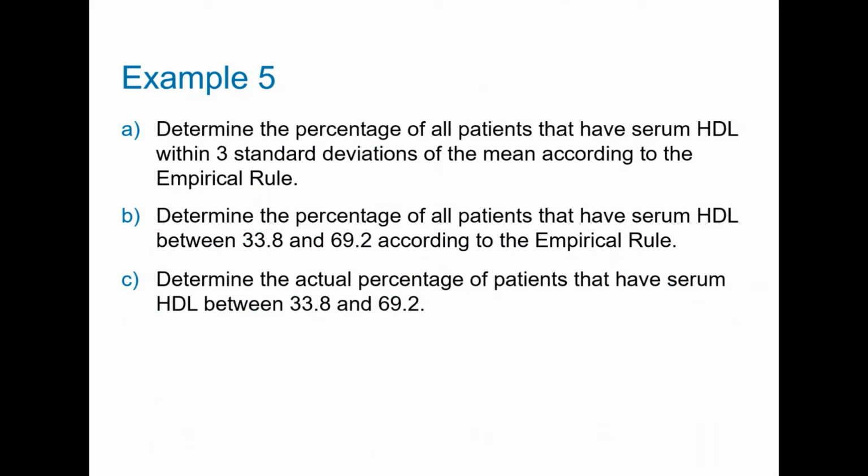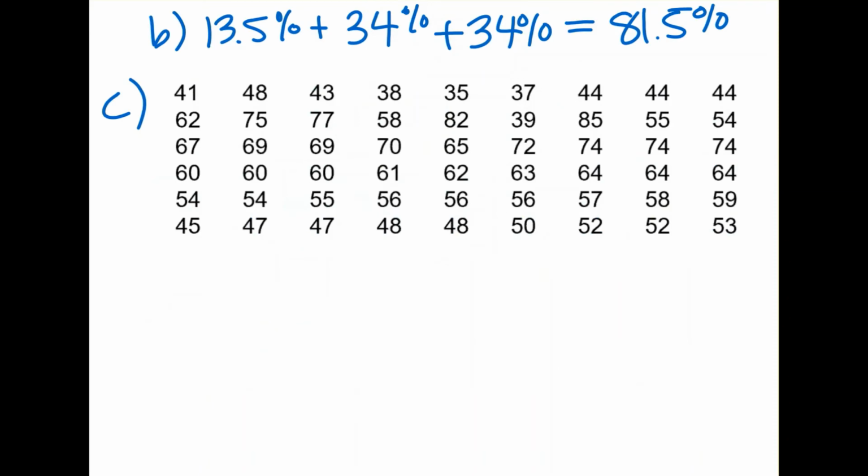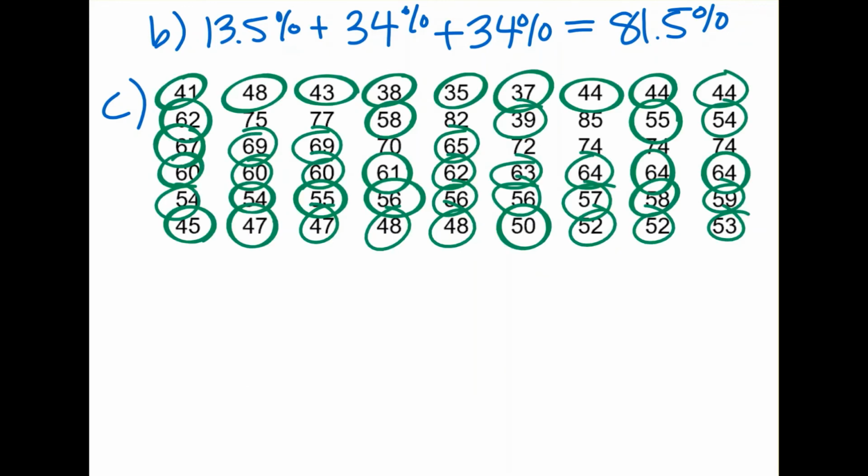Part C, determine the actual percentage of patients that have serum HDL between 33.8 and 69.2. For Part C, we need to determine the actual percentage of patients whose serum HDL is between 33.8 and 69.2. So let's look at the raw data. Let's circle all the values that are between 33.8 and 69.2. We have 45 values that are between 33.8 and 69.2. And we have 54 total patients.